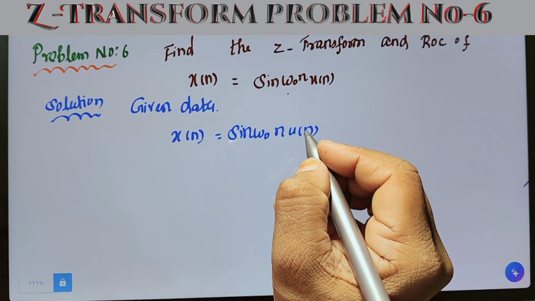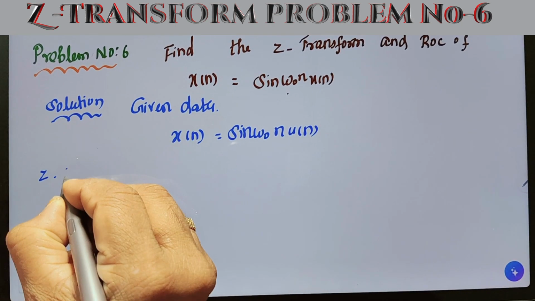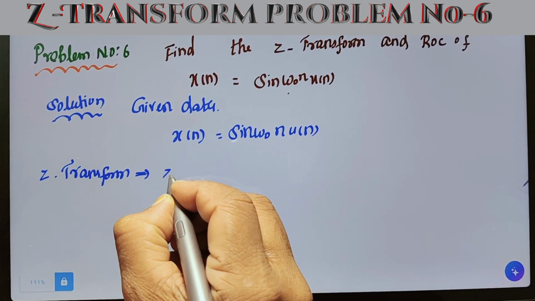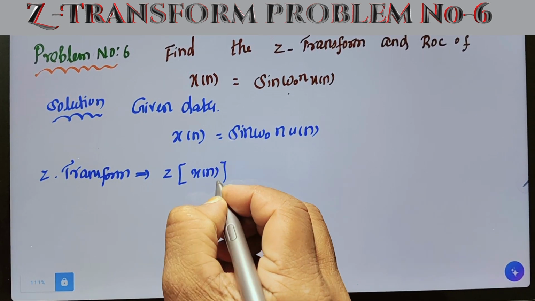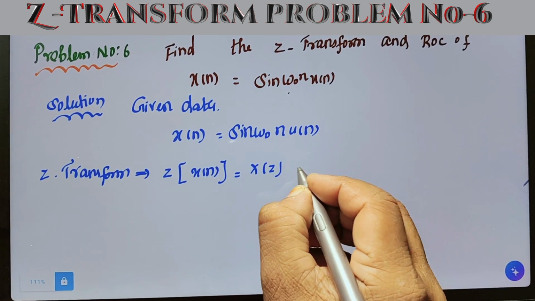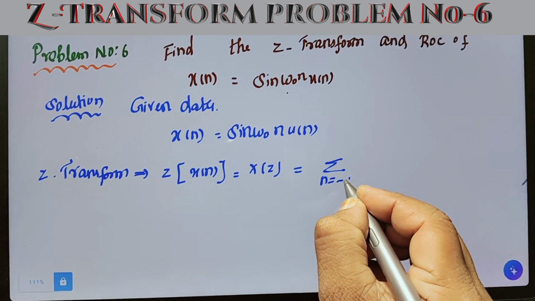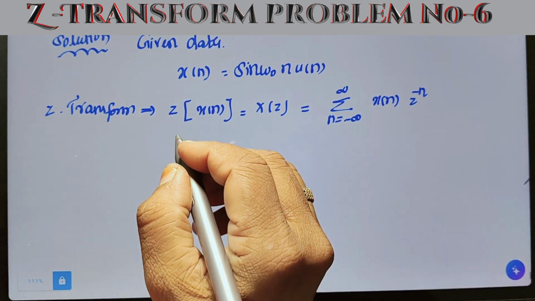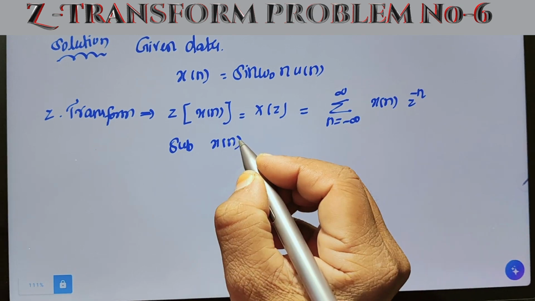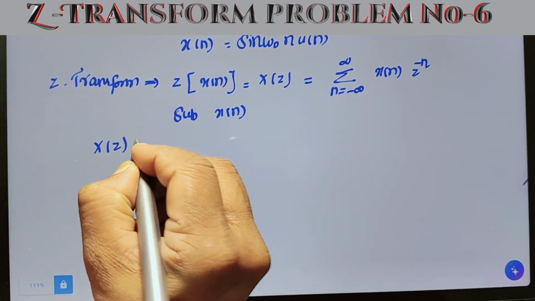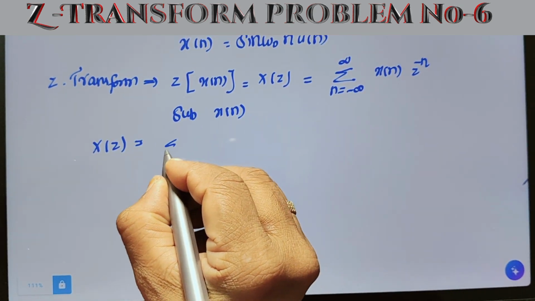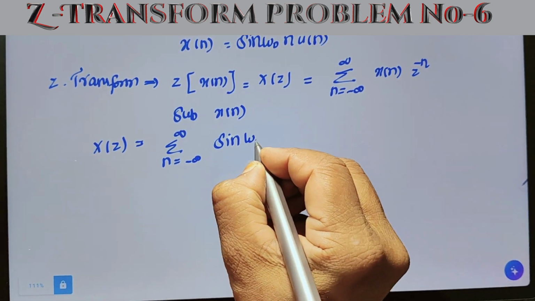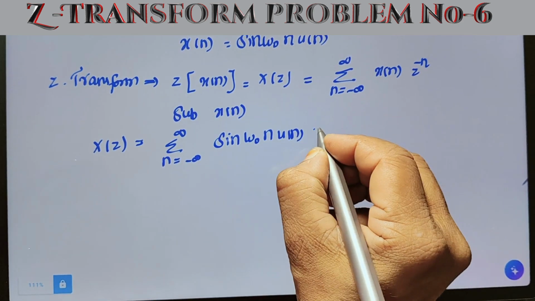Next, write the formula. Z transform formula: Z of x of n equal to capital X of z equal to summation n equal to minus infinity to infinity x of n into z power minus n. Next step, substitute x of n. X of z equal to summation n equal to minus infinity to infinity sine omega naught n into u of n into z power minus n.